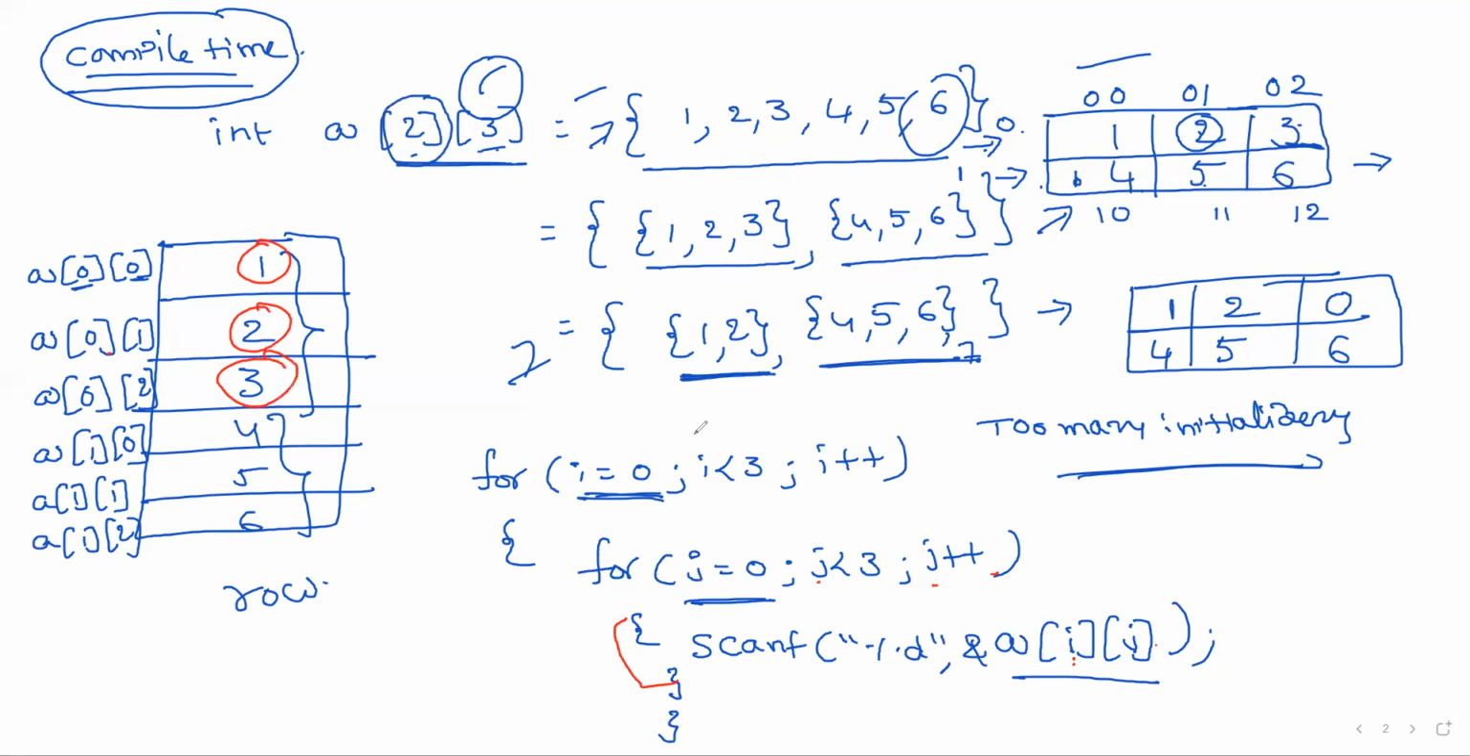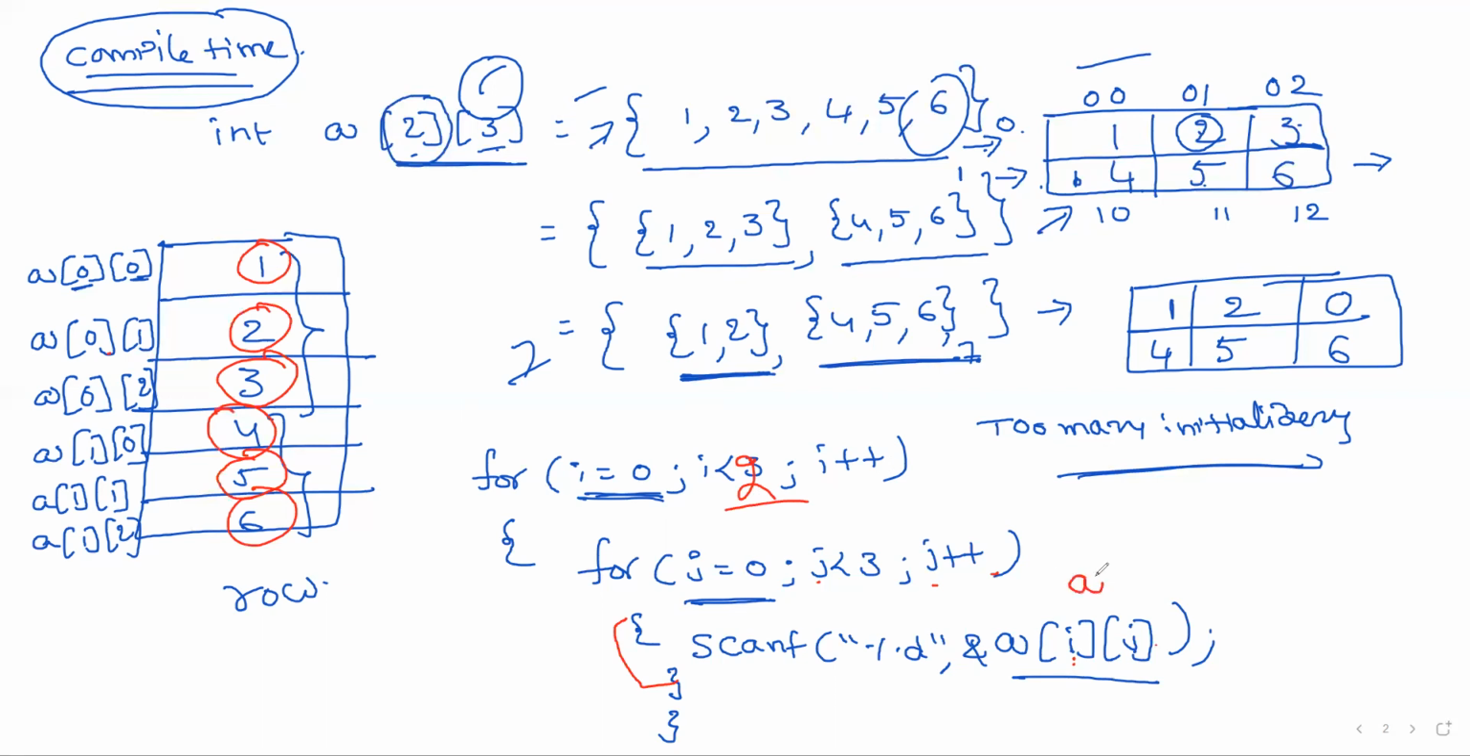Once the condition fails, i value becomes 1. a of 1,0, a of 1,1, a of 1,2. Now i value becomes 2. For example, assume 2. So i is equal to 2 in the sense the condition fails, we come out of the loop.